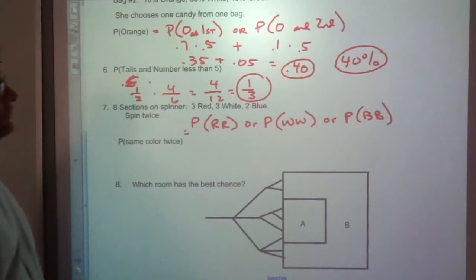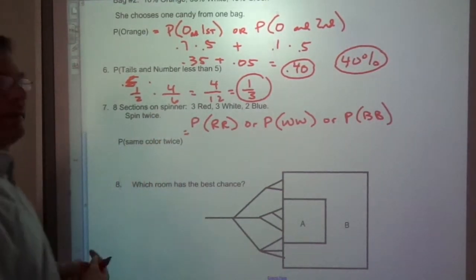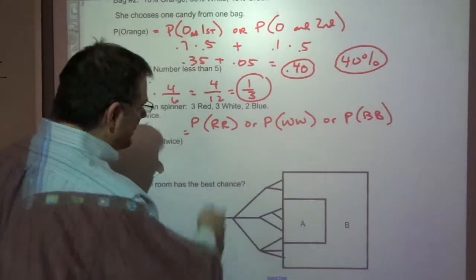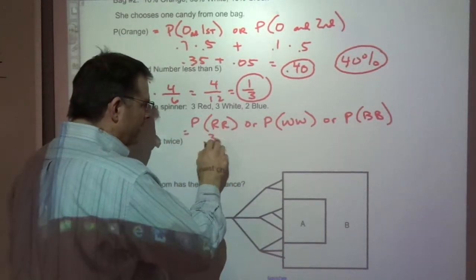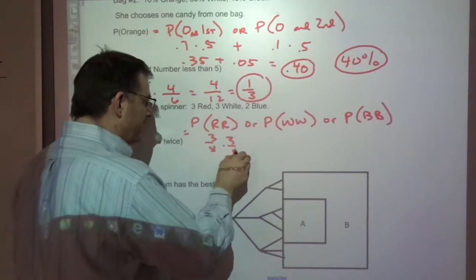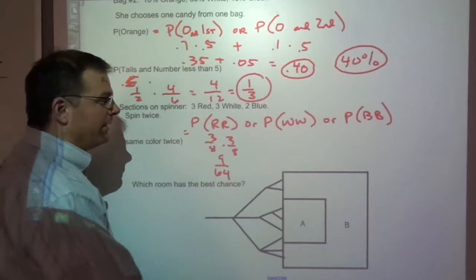So the first one is a red. The probability the first one is a red is 3 out of 8. The probability the second one is red is 3 out of 8. We need them both to happen. They're independent events, so we can multiply. 3 out of 8, 3 out of 8. That is 9 out of 64 for the red, red.